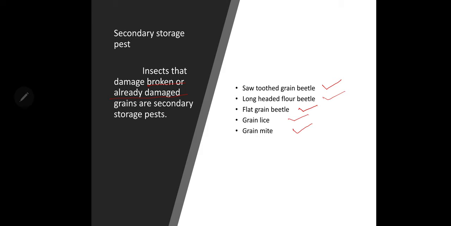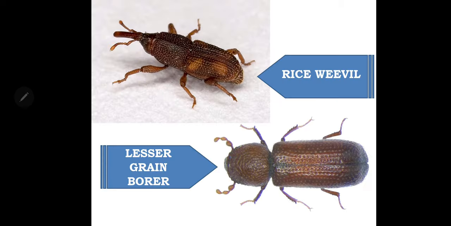So these are important recognized species of stored grain pests, which can be divided into primary storage pests and secondary storage pests according to their nature of damage. Now, among all these, we are going to discuss a few important pests which are economically causing severe losses to the stored grains and stored products.